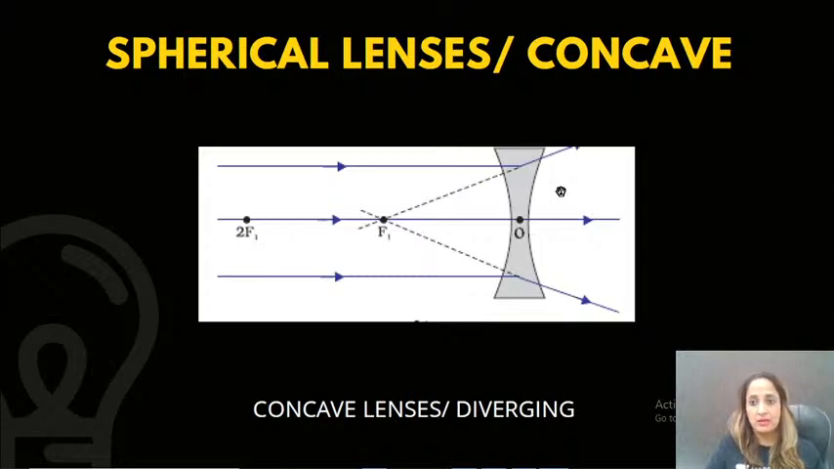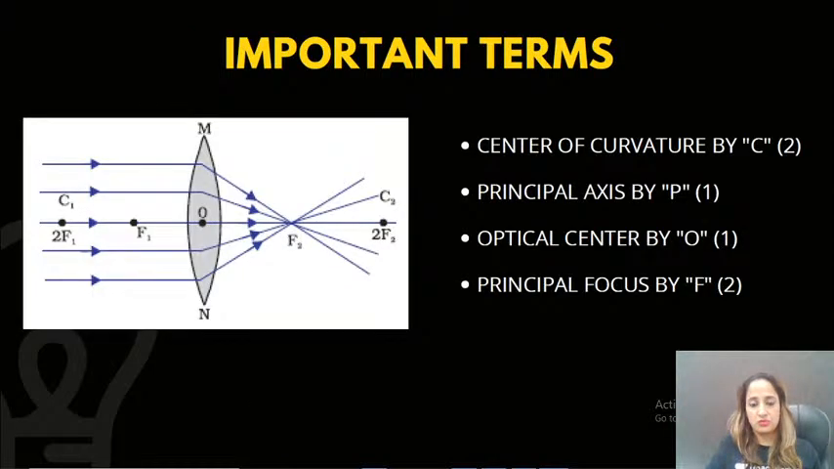So this type of behavior of a lens is called diverging, or these kinds of lens are called diverging lens. So convex lens are converging lens and concave lens are diverging lens. All right, so let's move on to our next topic where we say what are the important terms.